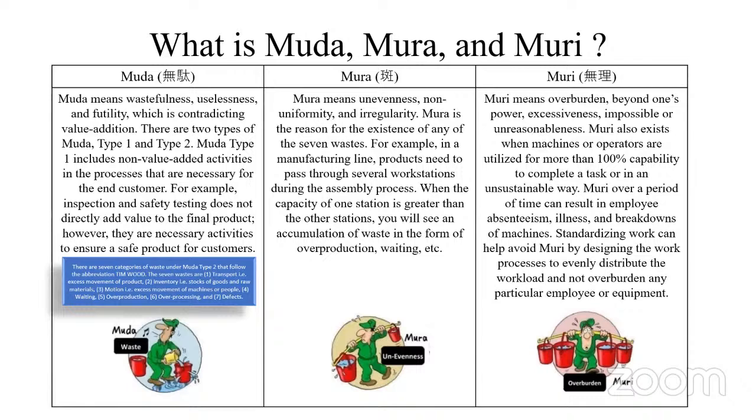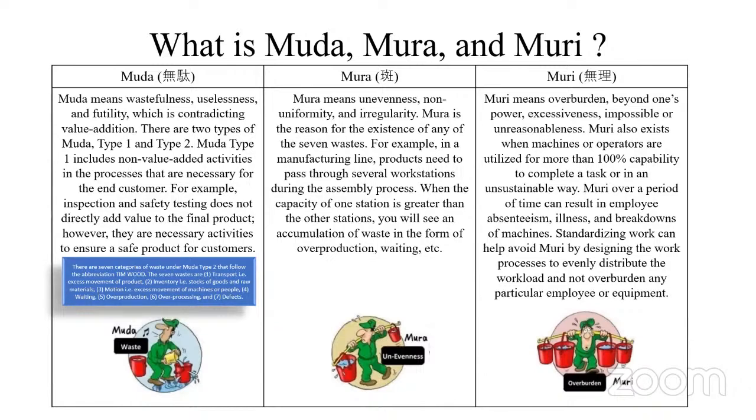Next category, Mura. Mura means unevenness, non-uniformity, and irregularity. Mura is the reason for the existence of any of the 7 wastes as labeled in the Muda section. For example, in a manufacturing line, products need to pass through several workstations. During the assembly process, when the capacity of one station is greater than the other stations, you will see an accumulation of waste in the form of overproduction, waiting, wastage, etc.